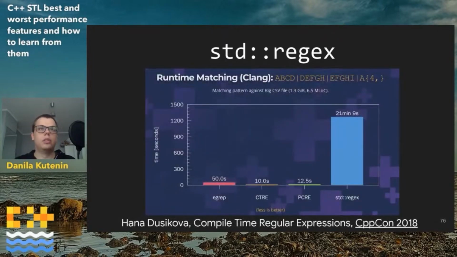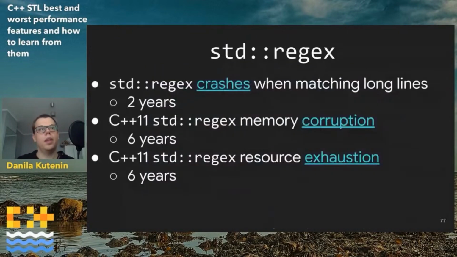For example, standard regex is 20, 30 times slower than any other decent regex. And this is because it needs to support lots of different grammars and different kinds of DFAs.